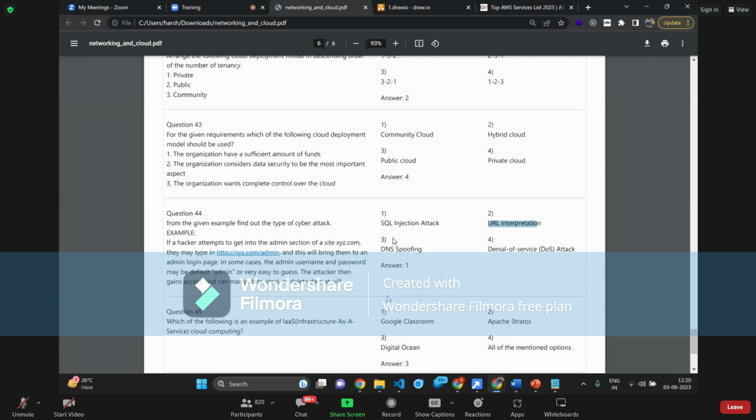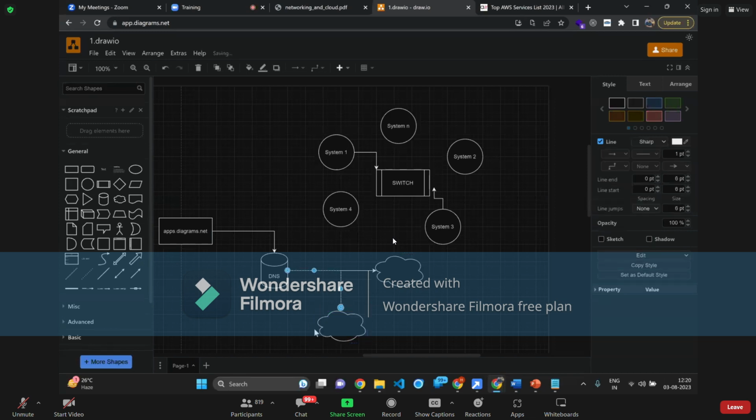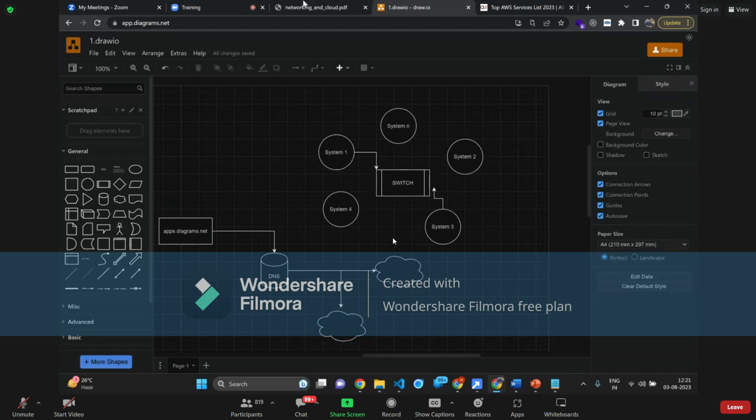DNS spoofing. What DNS spoofing means is, as I said, we had this. When somebody searches for app.diagrams.net in DNS, it sends the preferred IP address. But what if I spoofed the DNS, saying that whenever somebody searches this, it has to go to my website and not the actual website, right? In such a scenario, whenever somebody searches for app.diagrams.net, instead of going to the original, it goes to the fake website. It is a very common attack. It is called DNS spoofing or ARP poisoning attack.